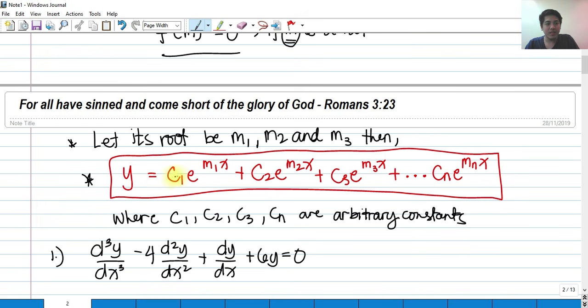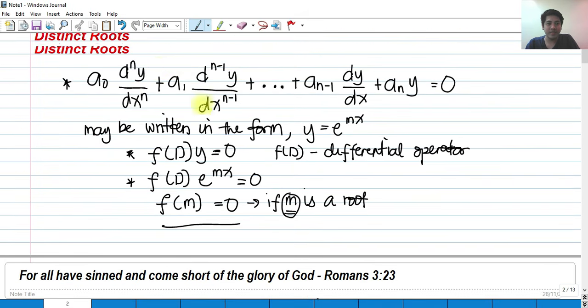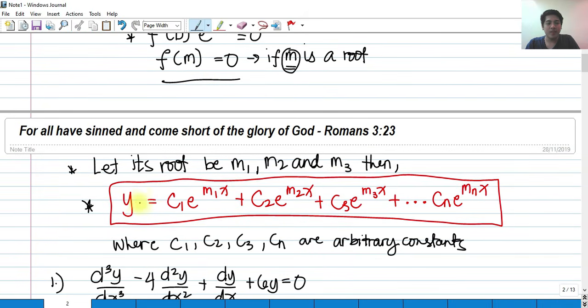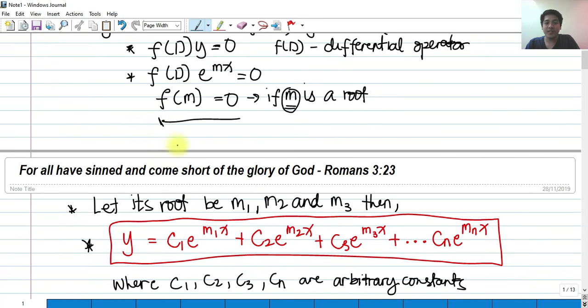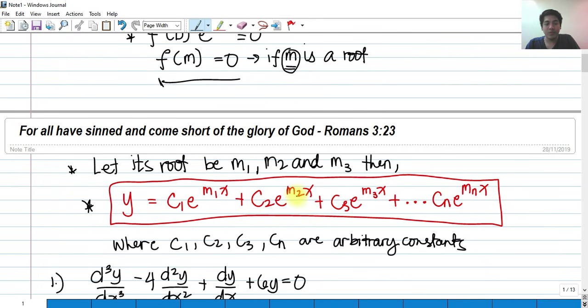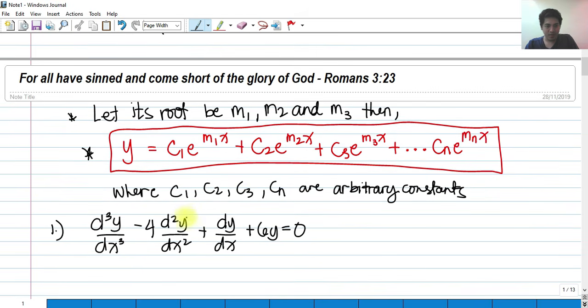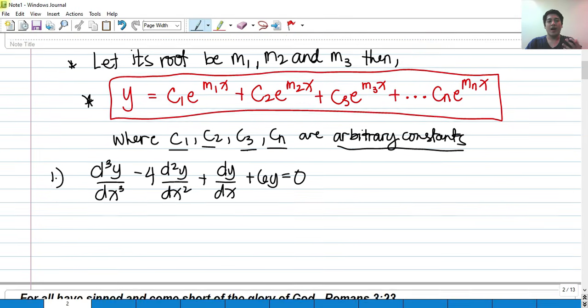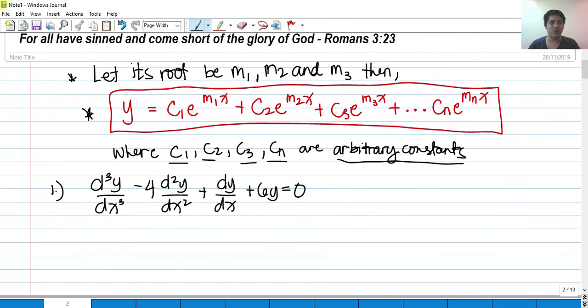So y is equal to the solution to the differential equation. So y is equal to c sub 1 e raised to m1 x, where m1 is one root of the differential equation, plus c sub 2 e raised to m sub 2 multiplied by x, plus c sub 3 e raised to m sub 3 x, and so on and so forth. How many roots? Up to c sub n e raised to m sub n multiplied by x, where c sub 1, c sub 2, c sub 3, and so on, c sub n, are what we call the arbitrary constants.